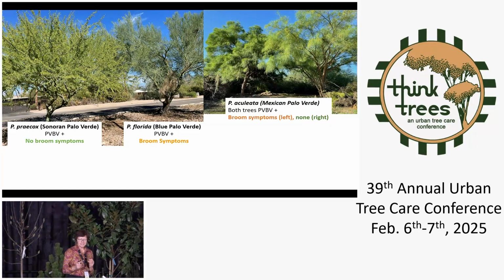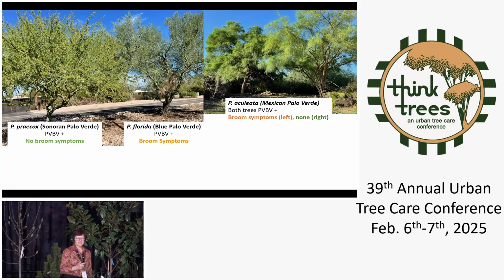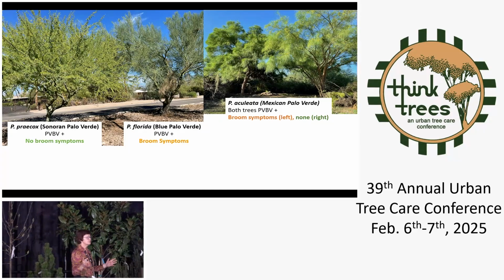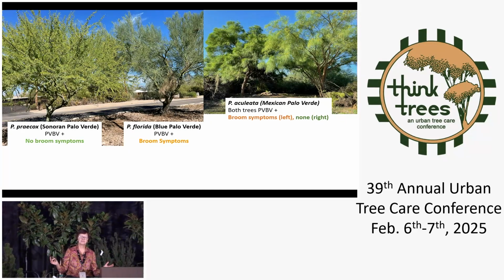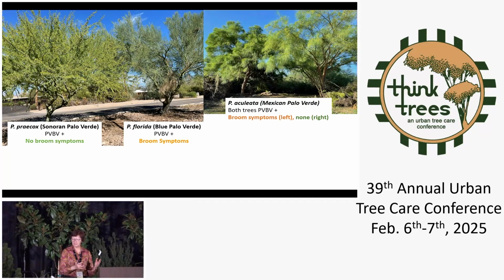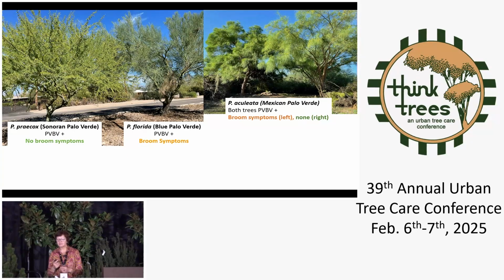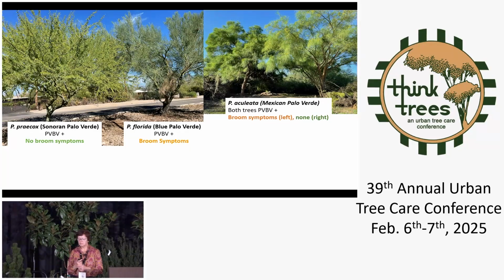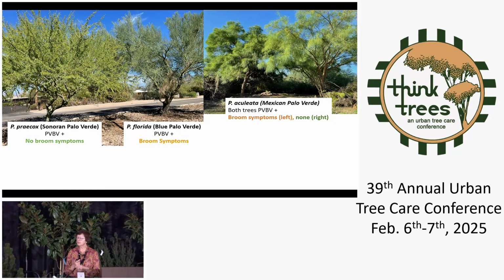And interestingly enough, these two trees there in that image, they're right next to each other, and they have been for about 15 years. But the one doesn't show symptoms, the other one does. And then you can also see in the right image, there are two Mexican palo verde, and the left one shows a lot of broom, and the right one doesn't. And it was interesting, they were both positive for the virus.